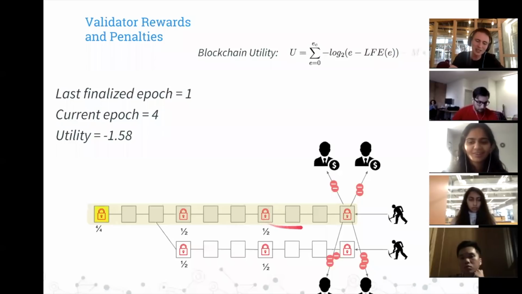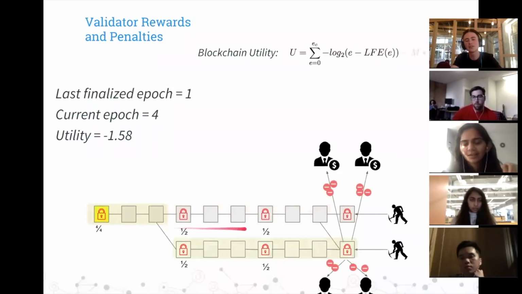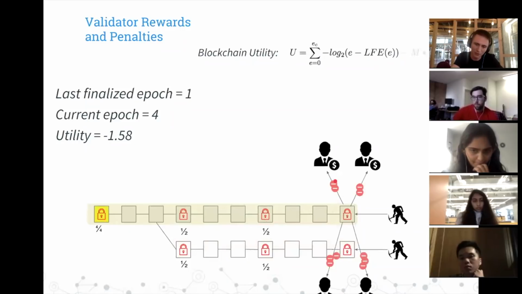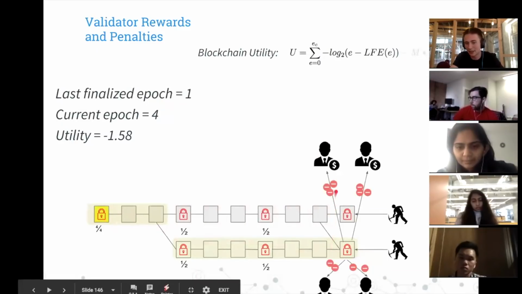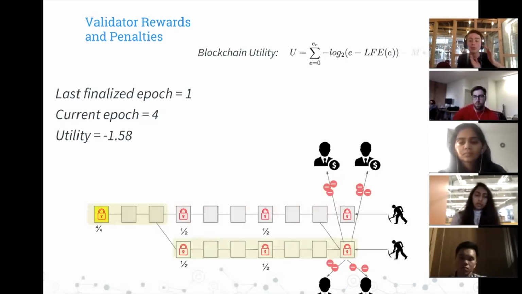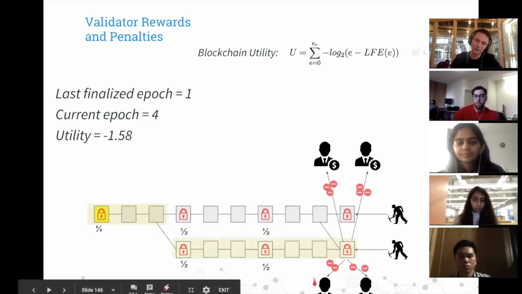Great question. On each one of the chains, the offline validators are getting penalized more than the online validators. I tried to represent this with the number of negative circles, right? So these validators are getting 2 negative circles, and these validators are getting 3. But on this chain, these validators are getting 3 negative circles, and these guys are getting 2. So both of the chains are not aware of each other. They are just acting independently and eventually will diverge.